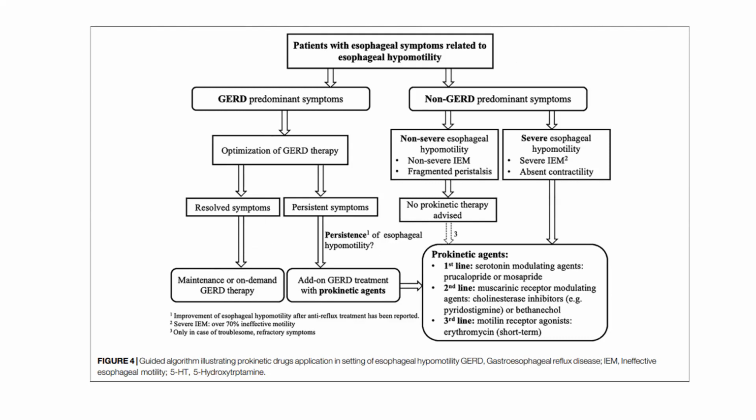Well, as a whole, patients with esophageal symptoms related to esophageal hypomotility, we can broadly split them into two arms, whether it's GERD predominant symptoms or non-GERD predominant symptoms. If GERD is the predominant symptom, we optimize the treatment for GERD. As the treatment is being optimized, if the patient's symptoms do not respond to the GERD treatment, we can consider adding prokinetics. The first line would be prucalopride. Second line, for example, pyridostigmine or Bethanechol. Third line would be a short course of erythromycin.